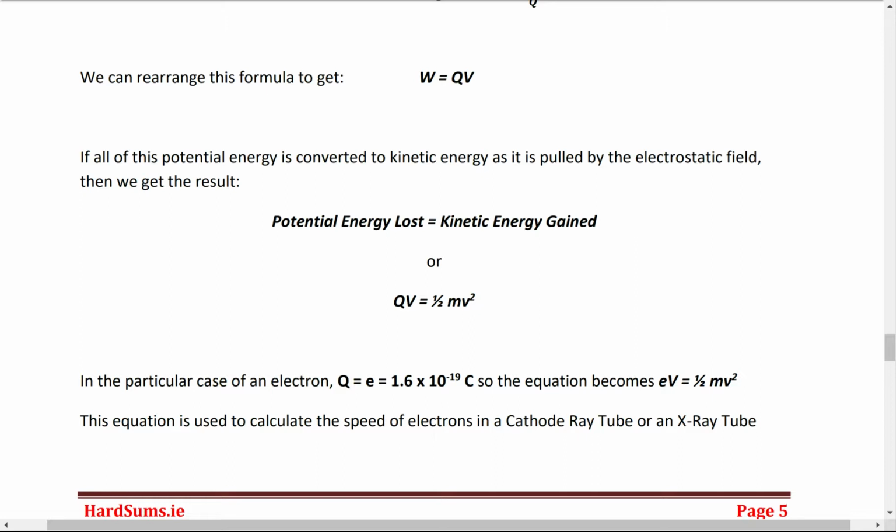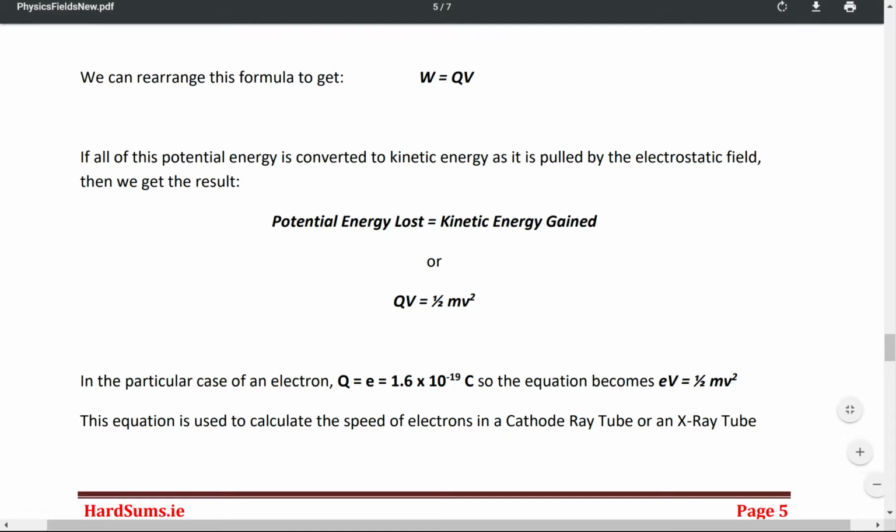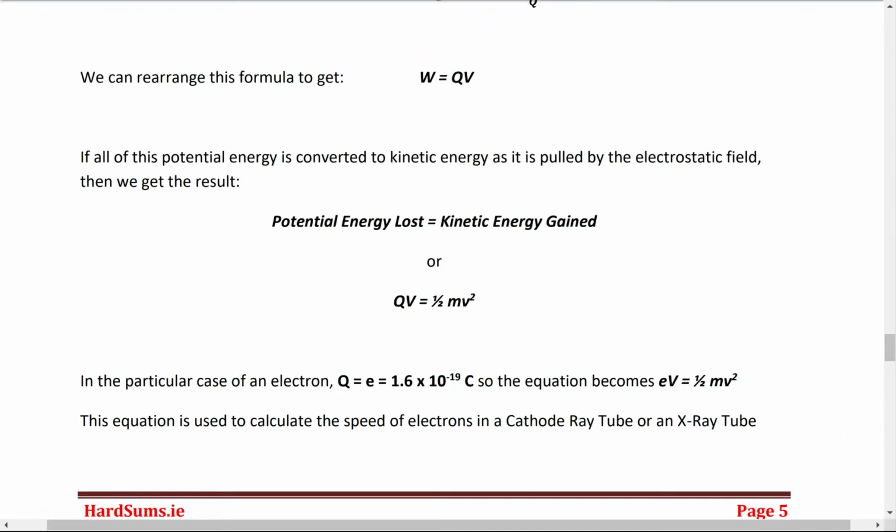So you can measure that. Q becomes e, so the formula becomes eV is a half mv squared. So for example, in the cathode ray tube or the X-ray tube questions, you might often have to use this formula where the electron is going across an electric field, so it's losing electrical potential eV, and it's gaining kinetic energy, which is a half mv squared.